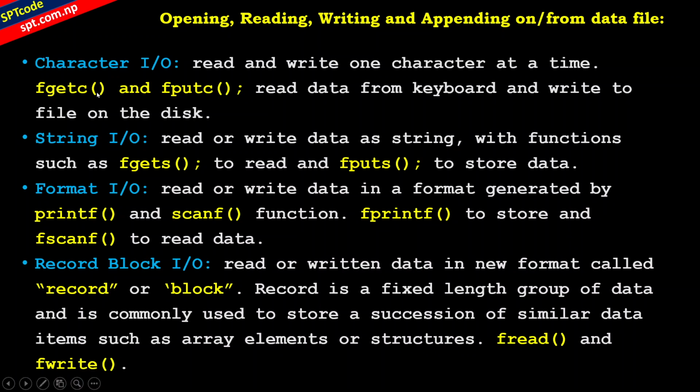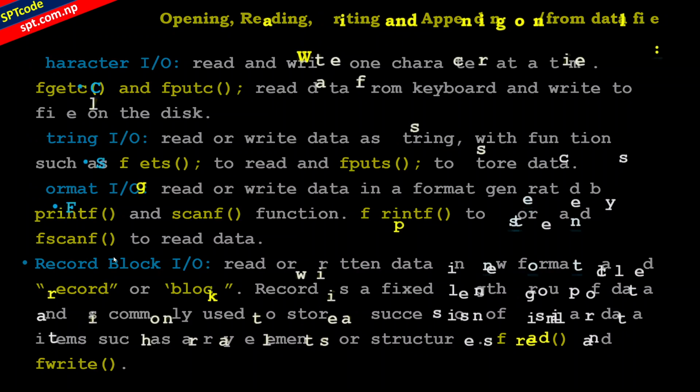If you want to manipulate all your information character by character, then you have to use fgetc to read data from the file and fputc to write data into the file. If the information is completely line wise, or many characters at once as a string, and you want to manipulate it, then fgets is to read and fputs is to write data into the file. I have already talked about all this.